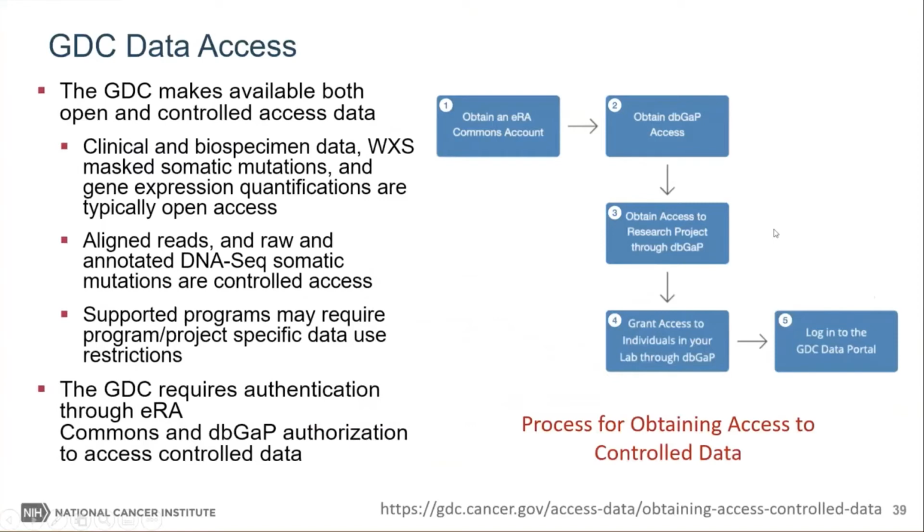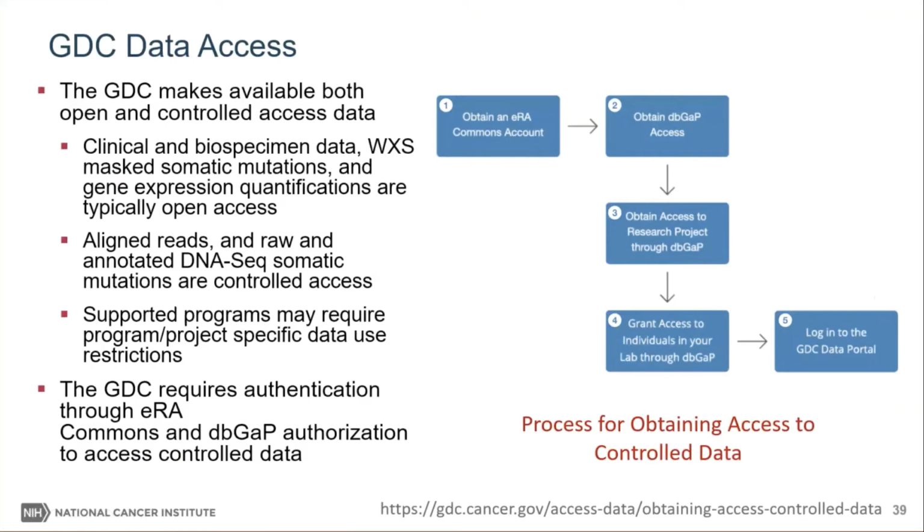Next, I'm going to talk about how to access these GDC data files. As mentioned before, GDC makes available for its users both open and controlled access data. Open access files are clinical, biospecimen, whole exome masked somatic mutation, gene expression quantification, etc. While the controlled access files include aligned BAM files, raw and annotated DNA-seq mutations, such as VCFs and MAFs. In addition, individual supported programs may require project or program-specific data use restrictions, and those need to be adhered to.